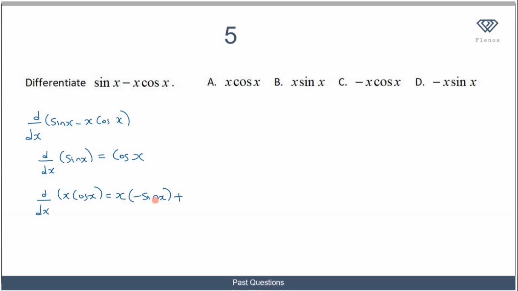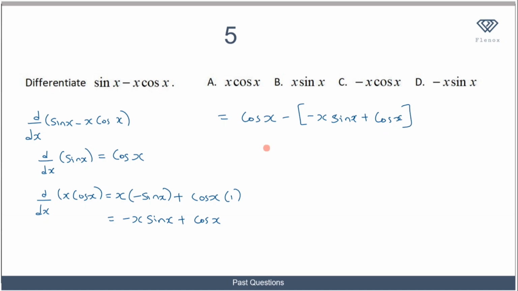Then I have plus. Then I take my second term, which is cos x, and I multiply by the differential of the first term. And when I differentiate x, I get 1. So I multiply this by 1. So this becomes minus x sin x, then plus cos x. So now I can substitute this value into these expressions over here. The differential of sin x becomes cos x. Then I have minus, then the differential of x cos x I found to be minus x sin x plus cos x.